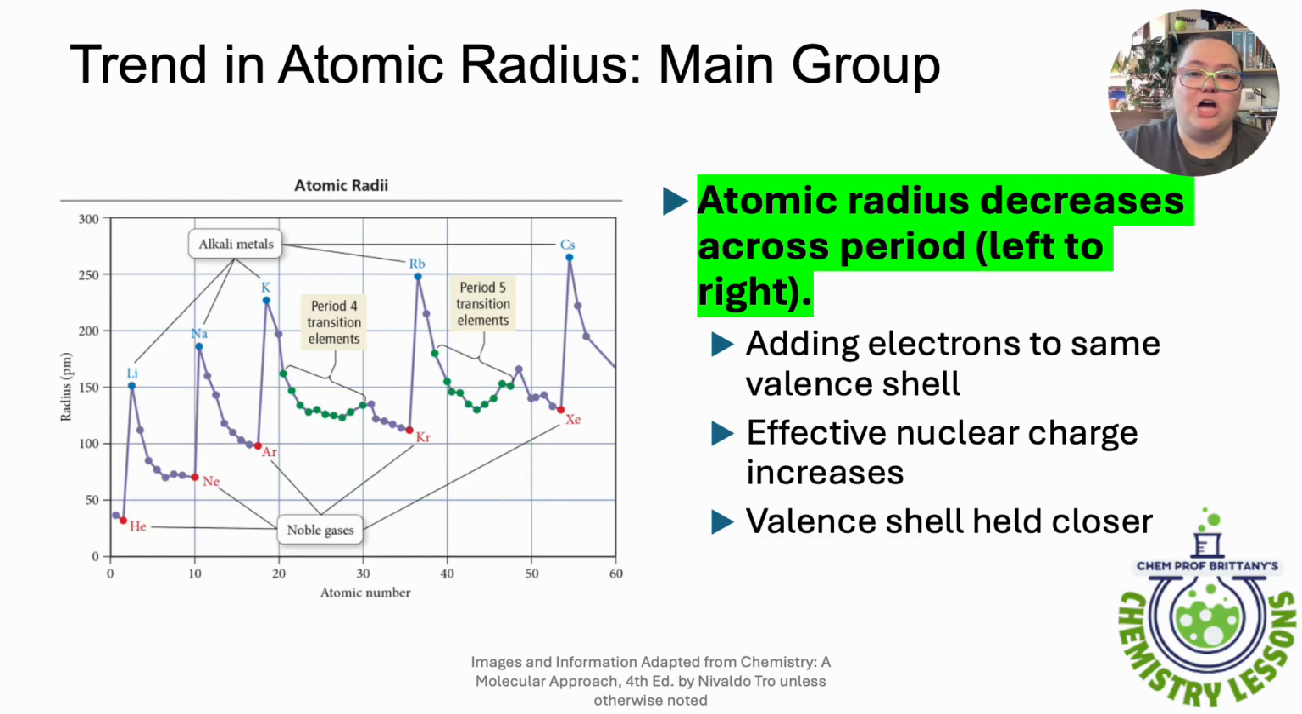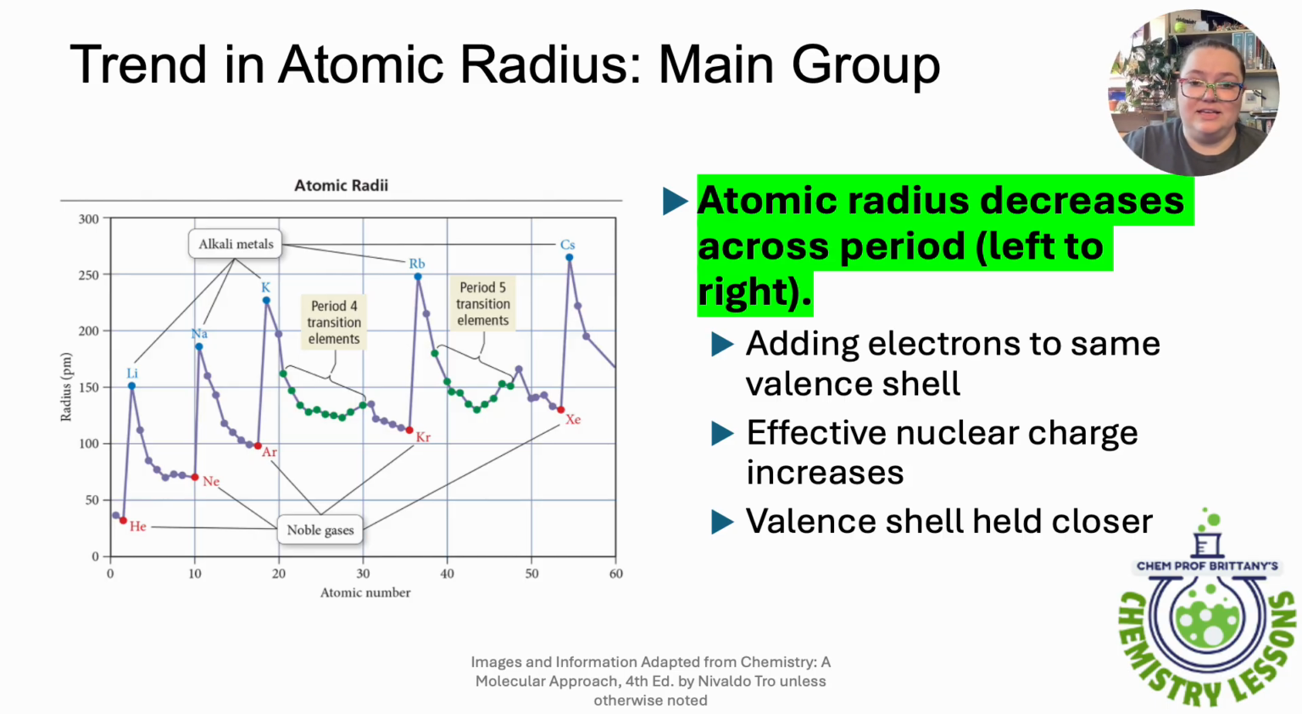So, atomic radius decreases across the period from left to right. This probably seems very counterintuitive to you, but this is related to Coulomb's law. And so, as I go from left to right across a period, you'll see here atomic radius decreases from lithium going across to neon. What we're doing is we are adding electrons to the same valence shell, and the effective nuclear charge is increasing.